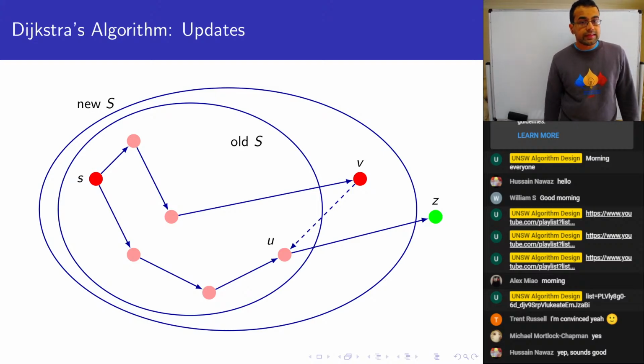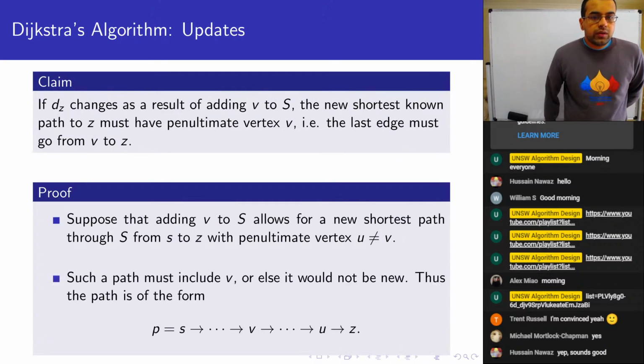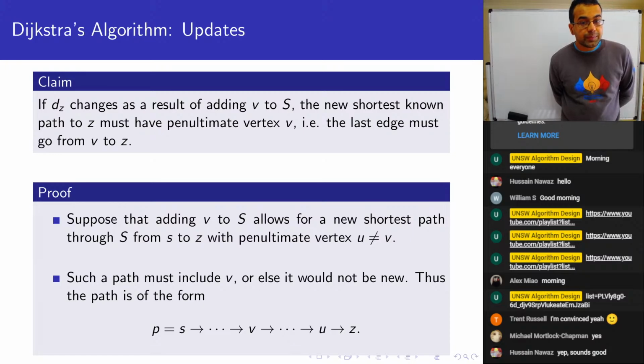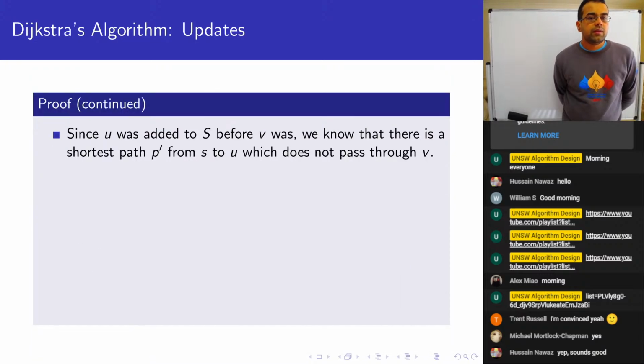Again, I hope it's clear that the answer is no. The part of the bottom route which goes up to U can't be beaten by going through V first. And that's what we're about to prove. So we said that the new path P, which we're about to consider, goes from S to V, then to U, and finally takes an edge to Z. But we know that there's an even better shortest path from S to U without going through V.